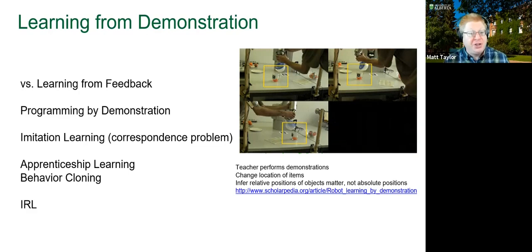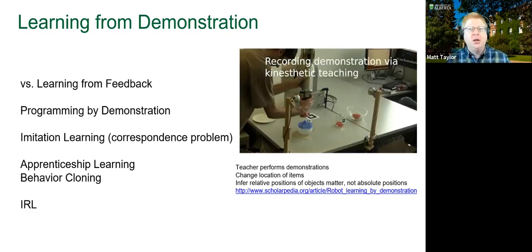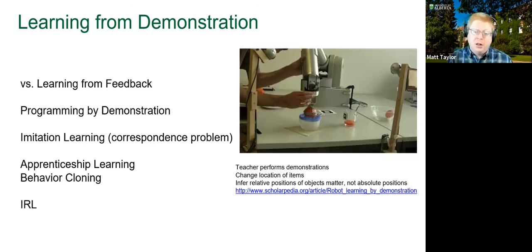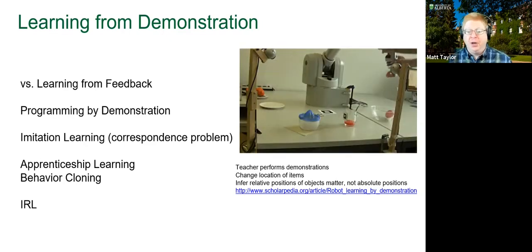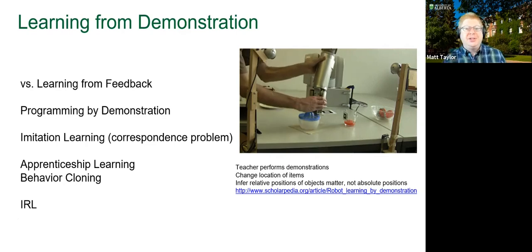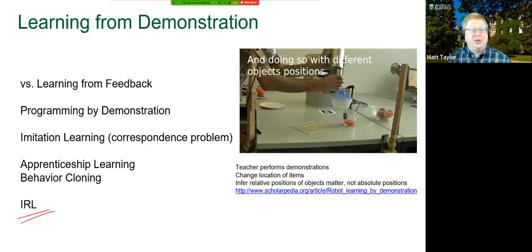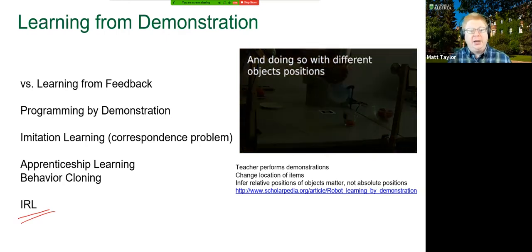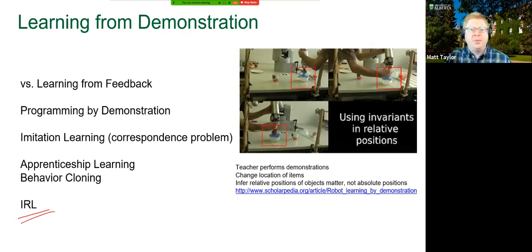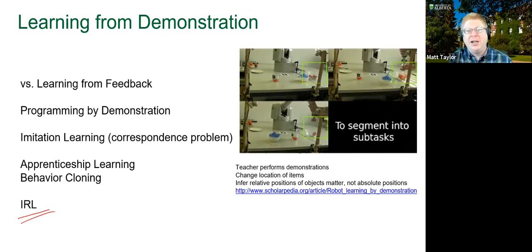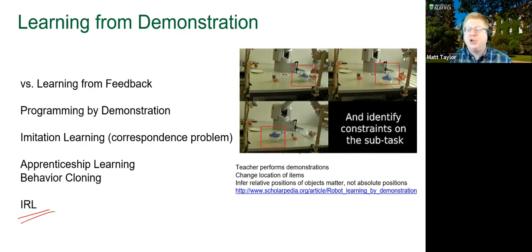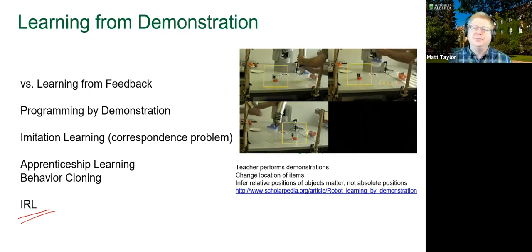But you could think of doing this learning from demonstration. It's also called apprenticeship learning. It's called behavior cloning, trying to just mimic what the person was demonstrating. The last thing I'll mention, which we're not getting into today at all, is called inverse reinforcement learning. This is another way of using a demonstration. Again, there is no reward coming from the environment, but I'm going to assume the person is acting optimally. If I assume the person was acting optimally, what reward were they maximizing?